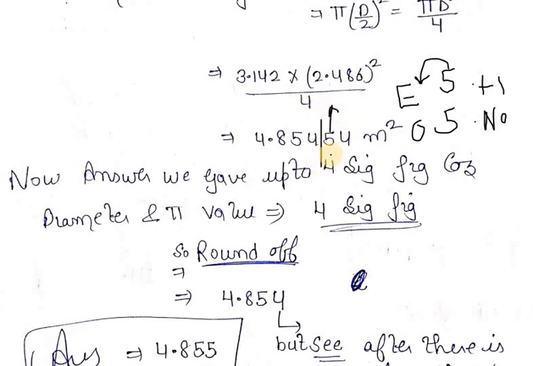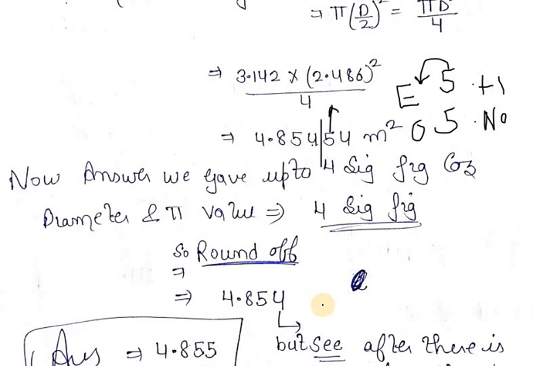So after this, the number is 5, which you have to round off. Before it, the number is even. So that means if the previous number is even, you have to increment the number by 1. So your answer will be 4.85 plus 1, so it will become 4.855, right?